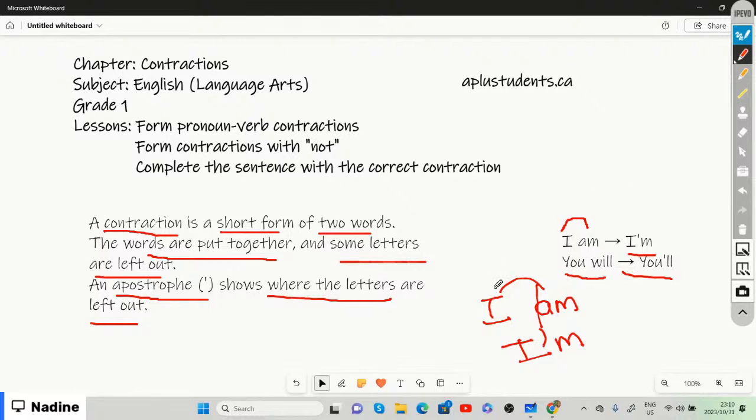The same with you will, right? Remember I said that the first word stays the same. So if we have you will, then the first word stays the same, which is you. So now we're going to leave out the W and the I, and we're going to put double L, and we put an apostrophe in the place where we left out the letters. So now it is you'll. So as you can see, from two words to basically one word, you'll.